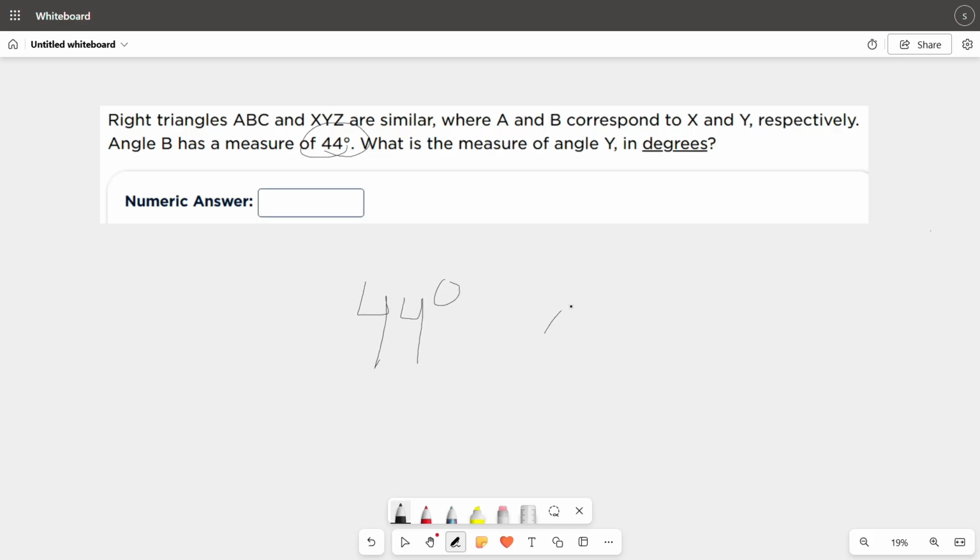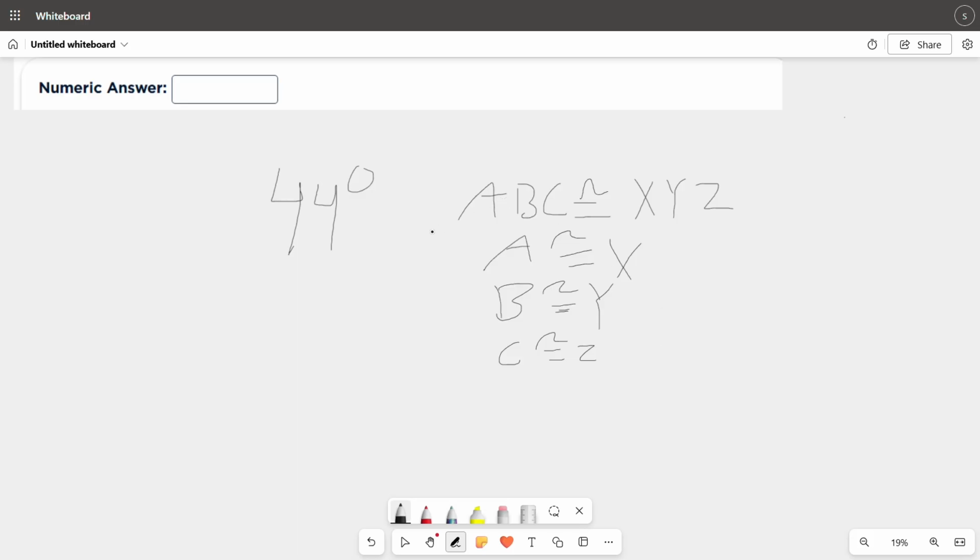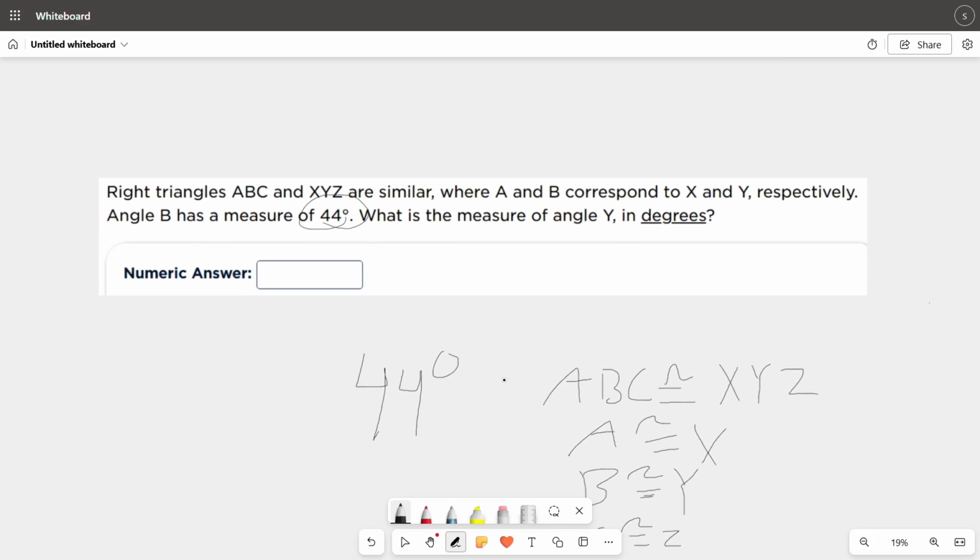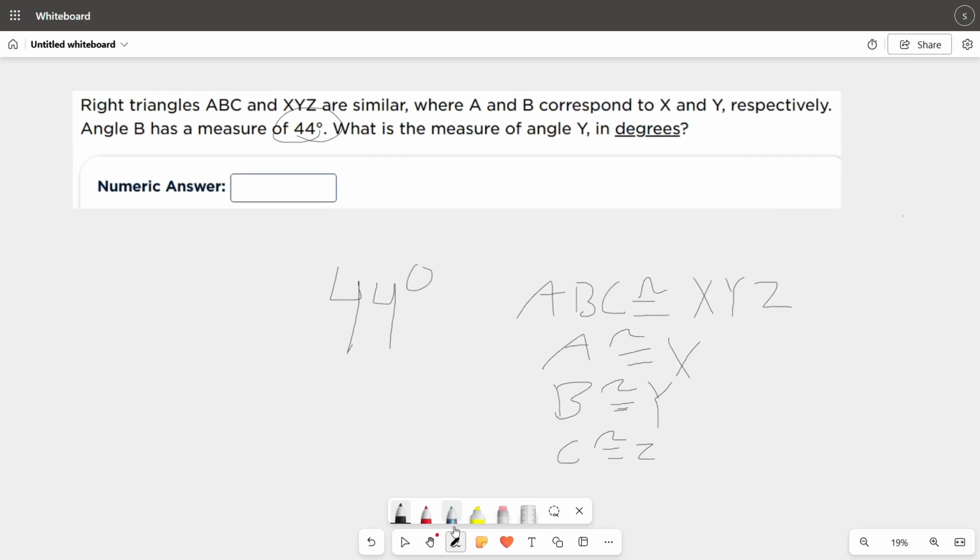To show you as perspective, let's say ABC is congruent to XYZ. If A is congruent to X, then B is congruent to Y, and C is congruent to Z. We could also do it for segments, but this question doesn't really go into it. So for now, the answer is 44 degrees.